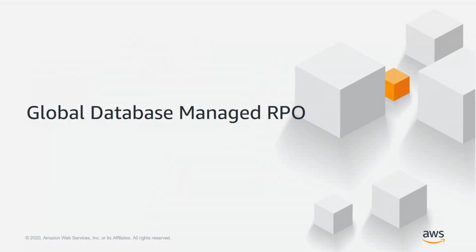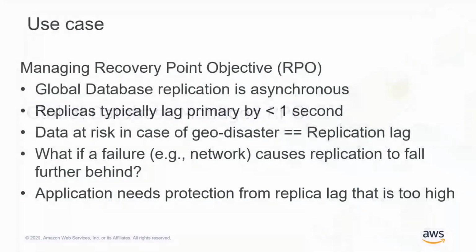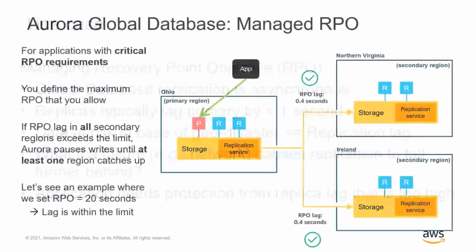Let's talk about managed RPO, one of the newest features of global databases. It's designed to let you control how far you're willing to let your secondary lag from your primary database. So let me show you with an example.